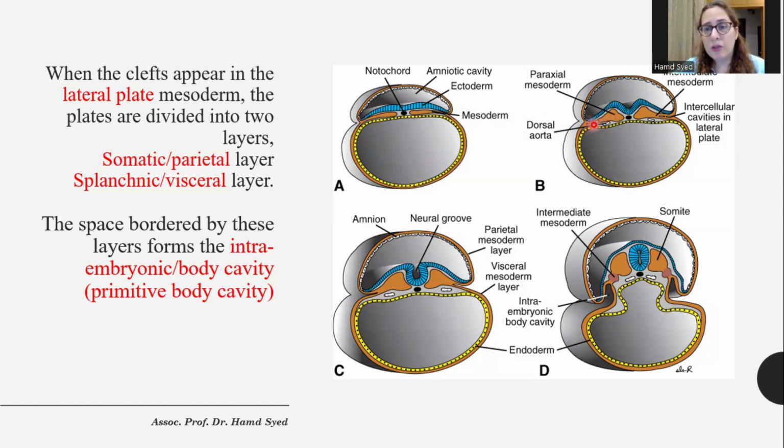You can see the clefts or spaces are appearing in the lateral plate mesoderm. So in the diagram C, because of the appearance of the spaces within the lateral plate mesoderm, it becomes split into two layers. One is the somatic or parietal layer, and this is the layer which is going to be adjacent to the ectoderm. And the other is this here splanchnic or visceral layer, which is adjacent to the endoderm. And between these two layers of lateral plate mesoderm, this here is the cavity. You could say it has appeared because of the union of those clefts or spaces, and this is called intraembryonic cavity or the primitive body cavity or the primitive body coelom.